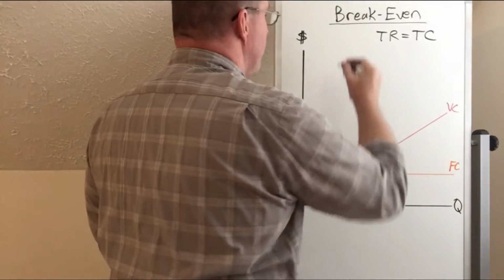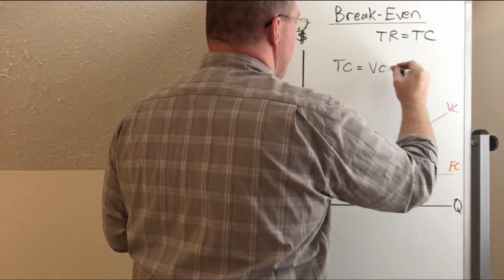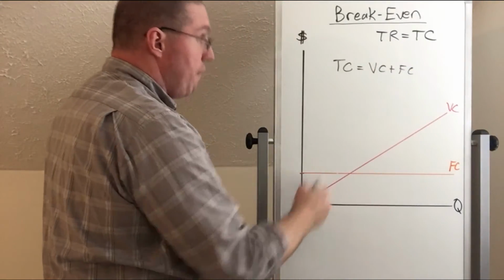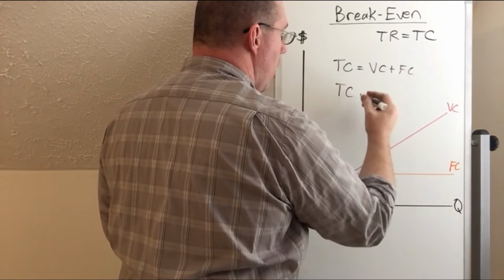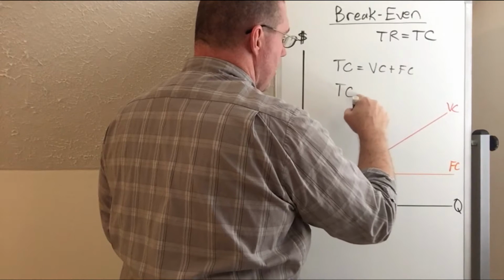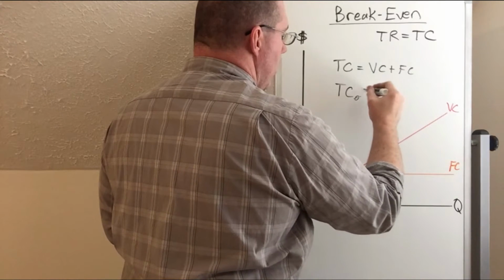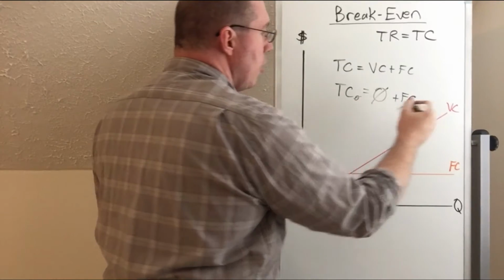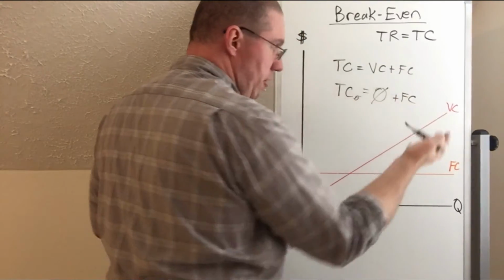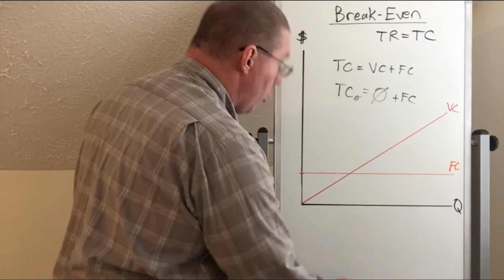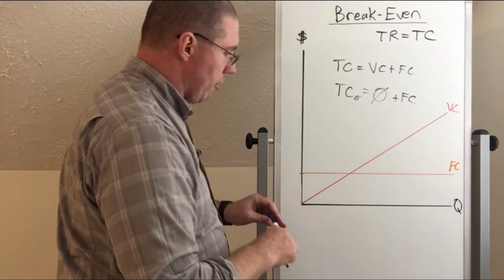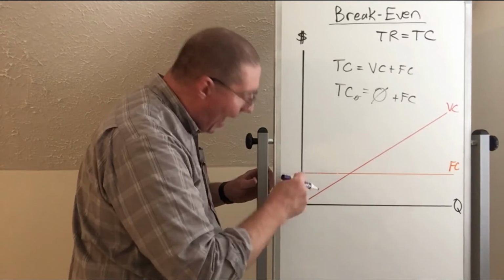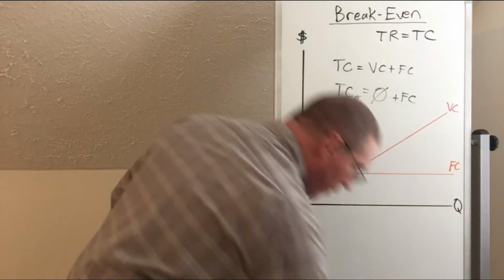So let me prove that to you right here. We know that total cost is equal to variable cost plus fixed costs. When quantity is 0, variable cost is 0. Therefore, total cost at a quantity of 0 is going to be equal to variable cost of 0 plus fixed cost. So, at a quantity of 0, total cost is equal to fixed cost. And therefore, we can start graphing our total cost, which we will graph in purple, I suppose. At a quantity of 0, total cost is equal to fixed cost, so it's going to start at the fixed cost line, at the height of fixed cost.